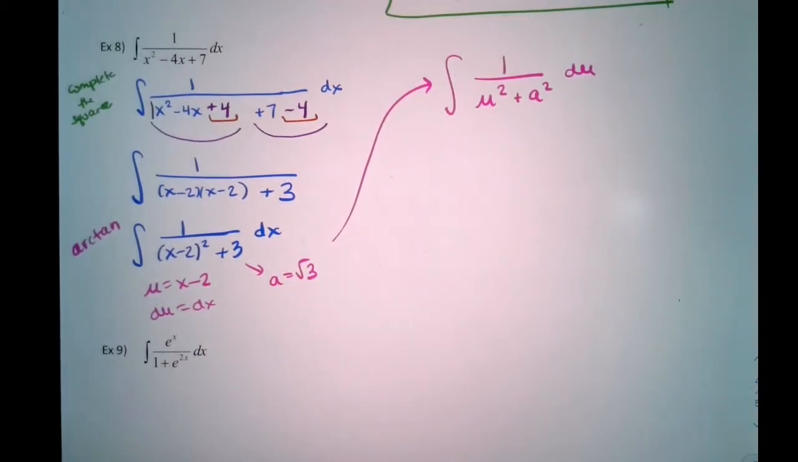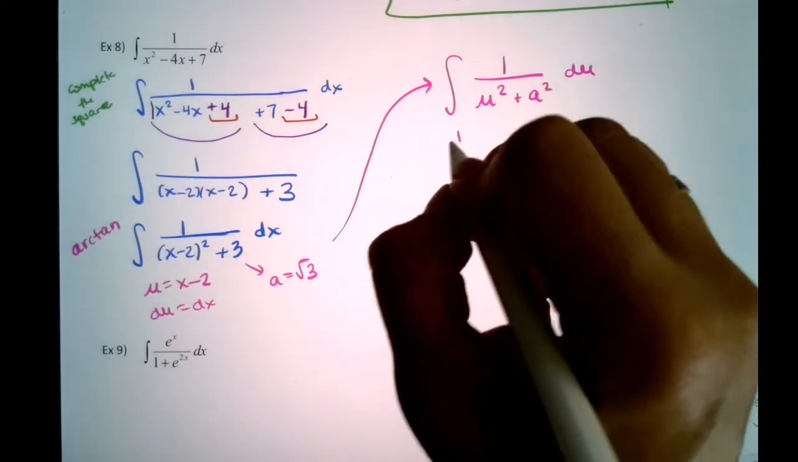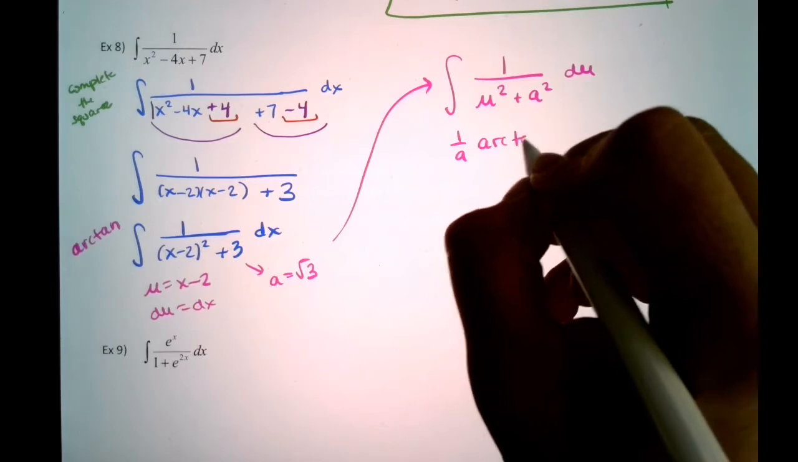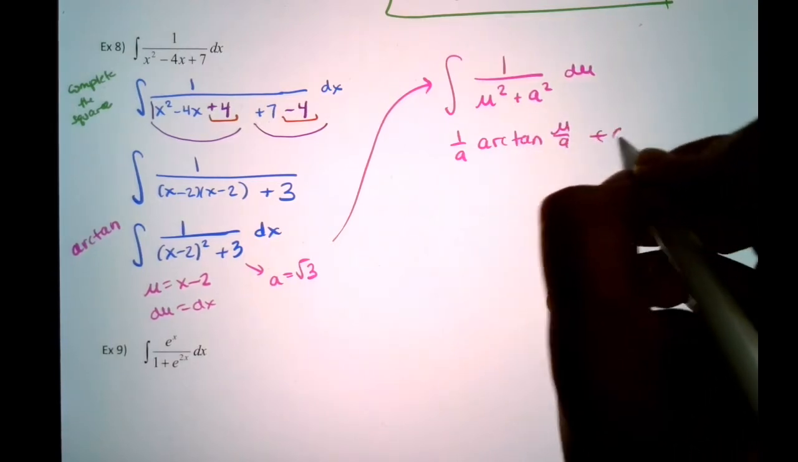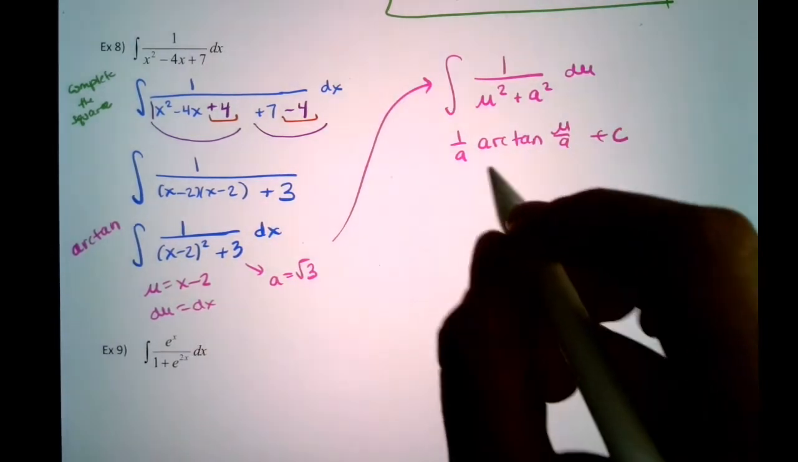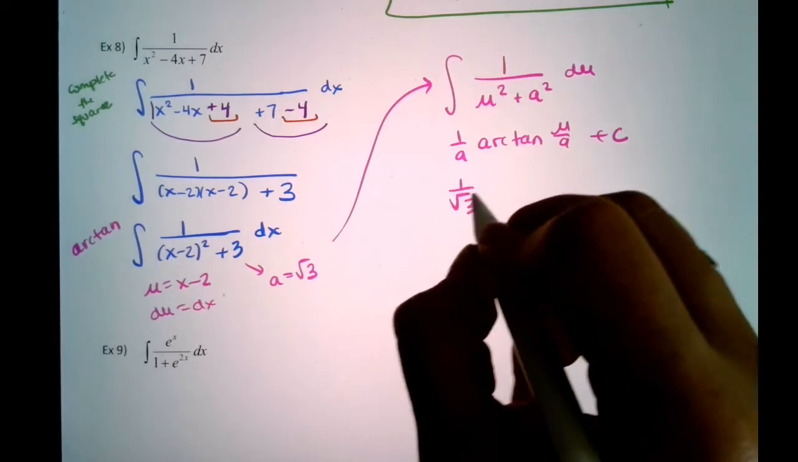Okay, so my antiderivative in here, I'm going to get to it, because right now I have it morphed into this perfect situation, and I'm just going to go for it. My antiderivative is 1 over a arctan of u over a plus c. I'm going to throw all my pieces of the puzzle in here.